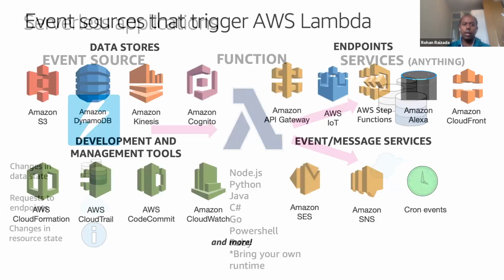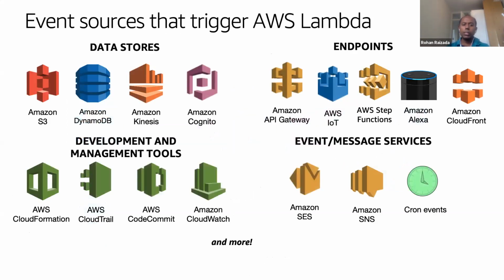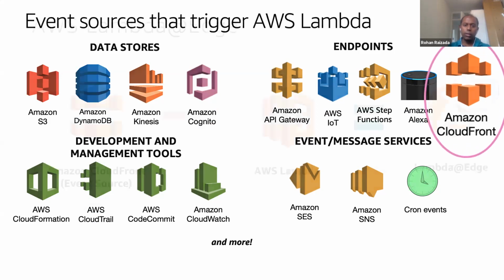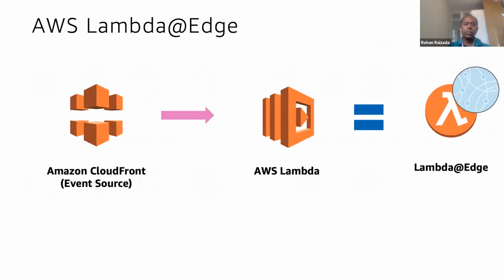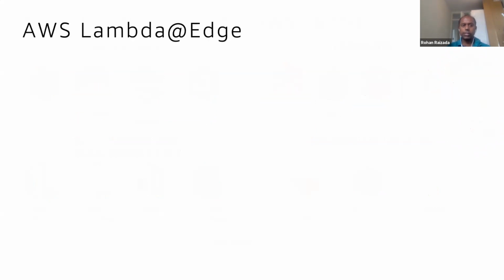So that's serverless in a nutshell. And if you look at Lambda, we support a lot of trigger sources or event sources. What you see here on the screen are just some of the event sources. The focus of this talk is primarily Amazon CloudFront, which we already talked about earlier. If you use that as an event source and apply Lambda capability with that, that is what Lambda Edge is. And that's what we are going to talk about in this part of the session.